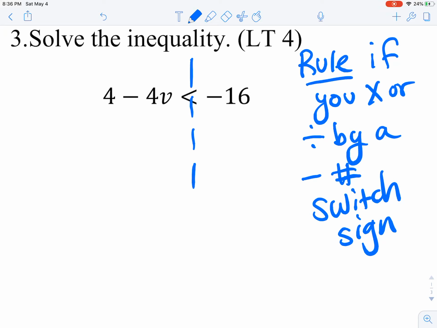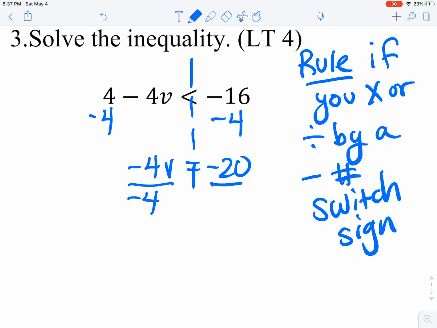So this is an example where we are going to have to switch the sign. So let's take a look. Just like in an equation, I'd get rid of this 4 on the left here first, and I'd be left with negative 4v equals negative 20. Don't forget, those two negatives join forces. Now, I'm going to divide both sides by a negative 4, and the siren goes off in my mind.